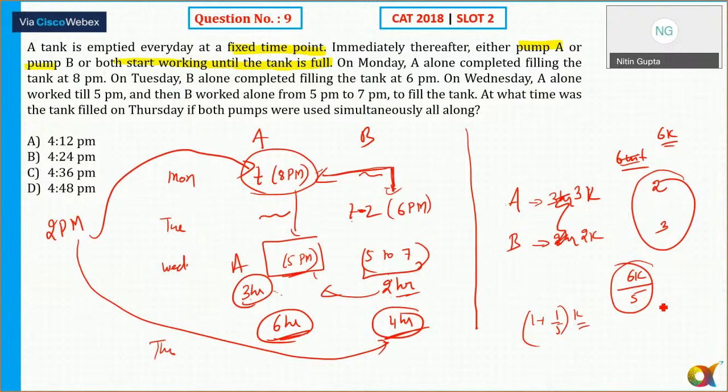So for 6K by 5, we have already calculated the multiplying factor is 2. So 12 by 5 hours means 2 hours plus 2 by 5 hours. 1 by 5 is equal to 12 minutes, so 2 by 5 is equal to 24 minutes. So the answer will be 2 plus 2, 24. That will be 4:24. So the correct answer is 4:24.